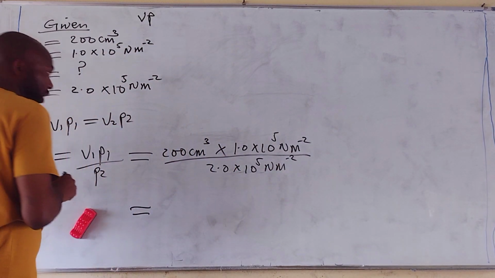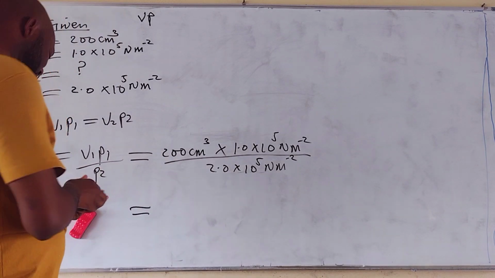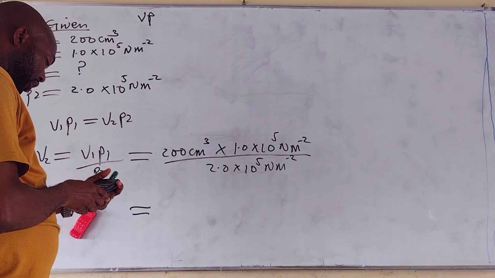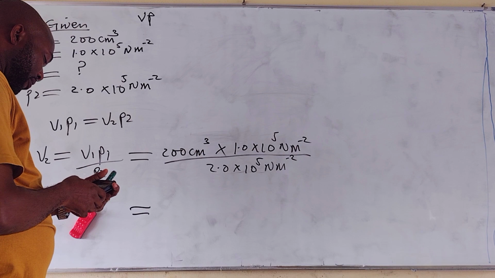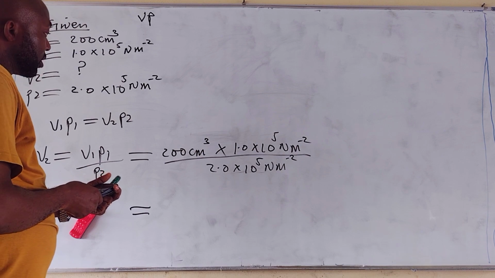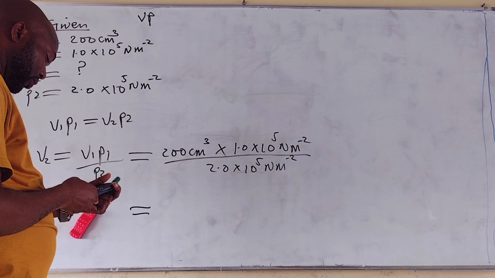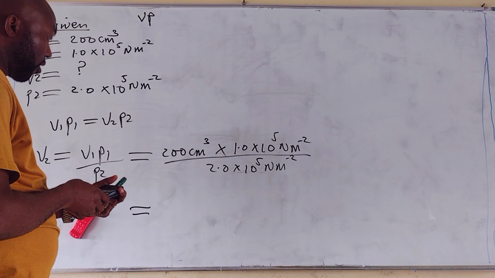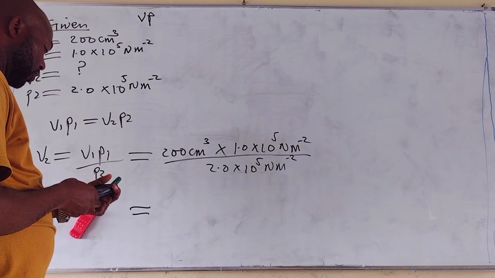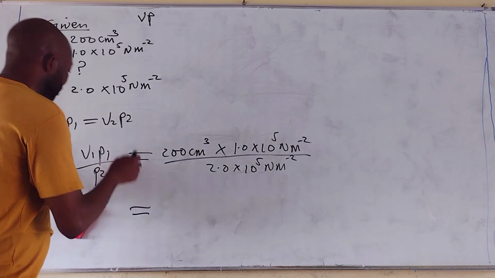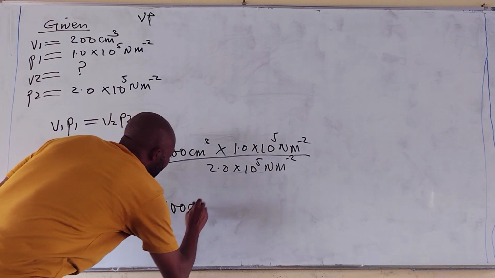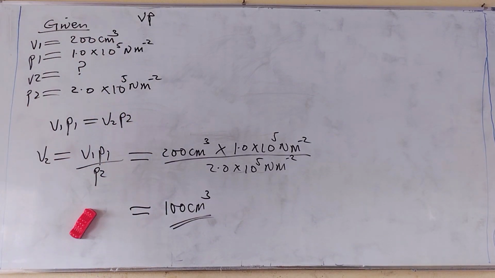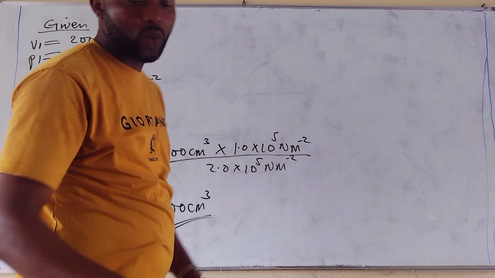So, when we use our calculator, we see what we get. We have 200 times 1.0 times 10 raised to the power 5, divided by 2, also divided by 10 raised to the power of 5. So that is 100. So our V2 is 100 cm3. So that is it about the first question. So let's take our second question.